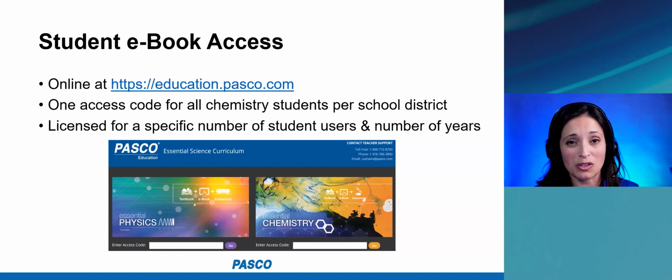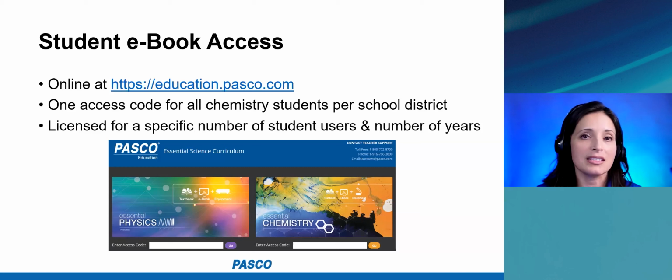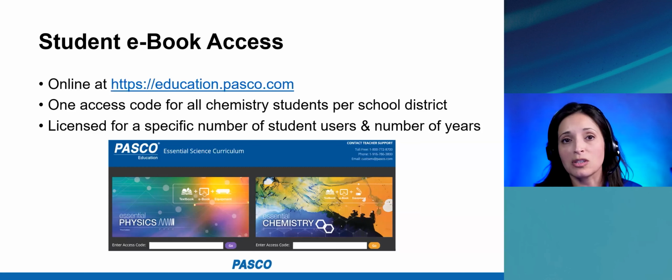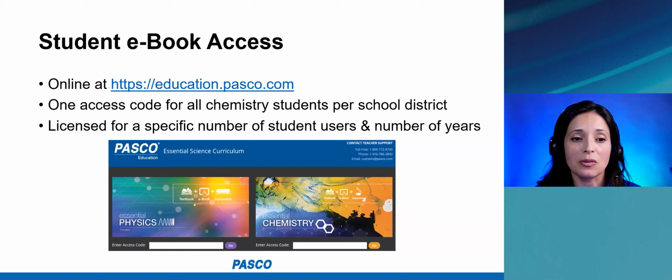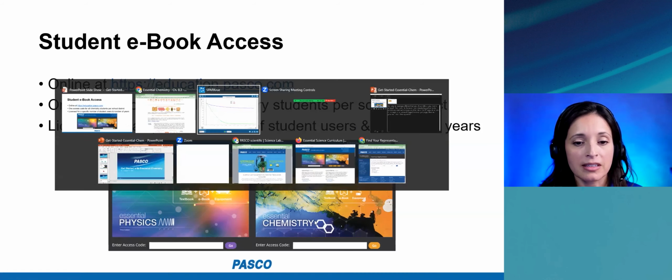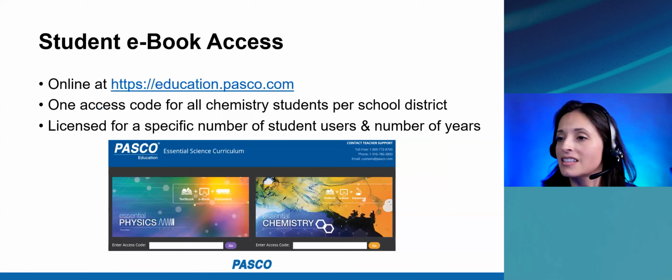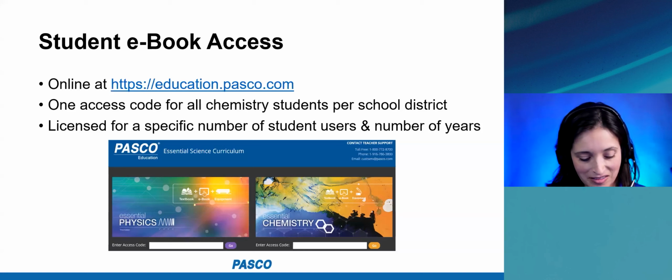Everybody in the same school district, in fact, for adoption, has all of the same code. The way that works is when the license is purchased, you purchase a certain number of seats for simultaneous users. So as long as you've got the same number of students every year, you're good. It's just the same code the whole time. I've seen any number of license years from between 1 and 7 and everything in between. So when you go to education.pasco.com and you've entered a code, let me get to my student screen. There it is. Let me bring it over really quick.